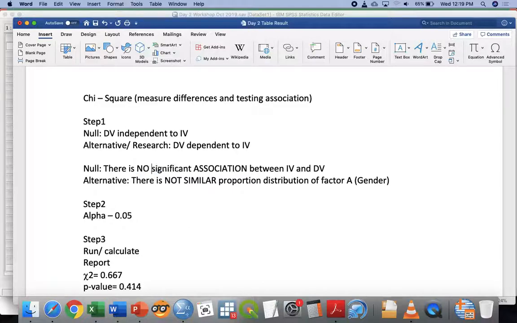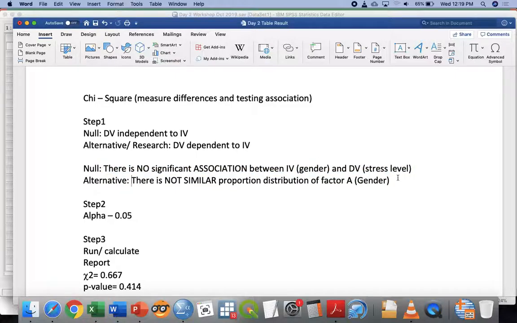There is no significant association between IV and DV. What is our IV in this case? Gender. Okay, gender. And our DV will be stress level or stress status. For example. Okay, this is our way of doing it. We want to see the relationship.